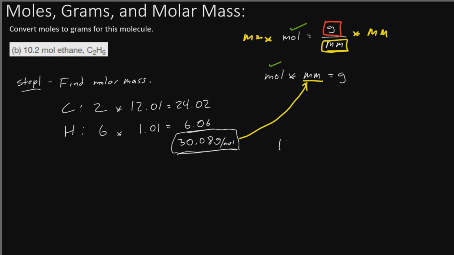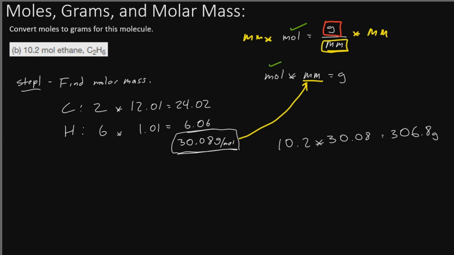Now we place our moles, 10.2, and multiply by 30.08. Our answer will be 306.8. This will be in grams.